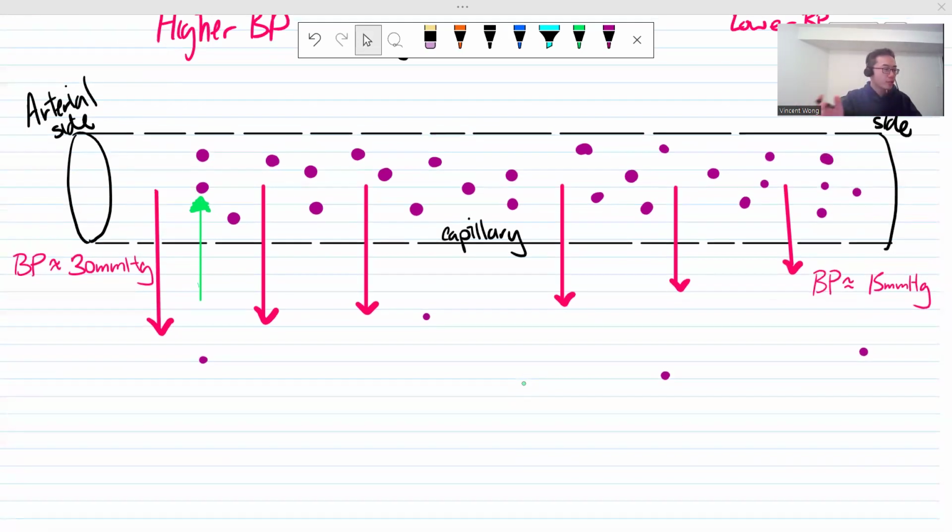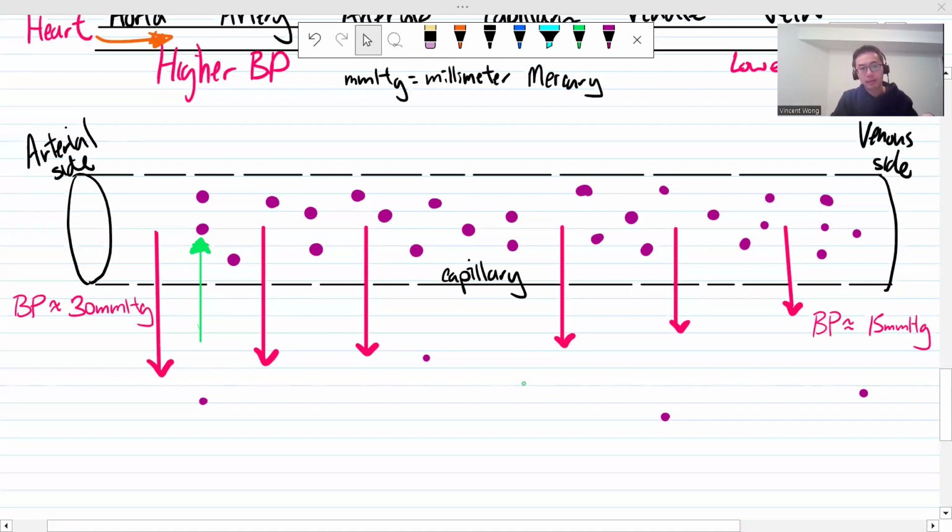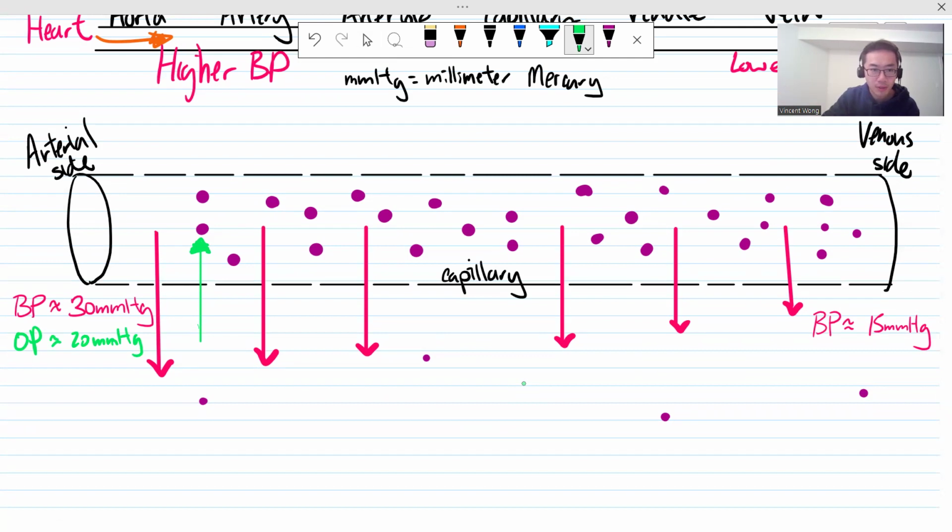Now, the concentration of the solute doesn't actually change substantially from one side to the other. And the solutes are too big to leave on their own anyways. Things like gas could exchange, but the cells are too big to leave, right? So for the most part, the OP is about 20 mmHg here, and it's going to stay the same throughout. So I'm just going to draw the same arrow, same arrow all the way across. Not going to be different.